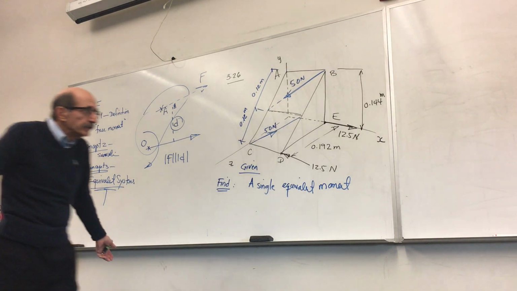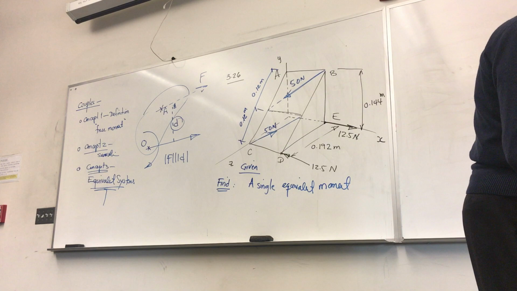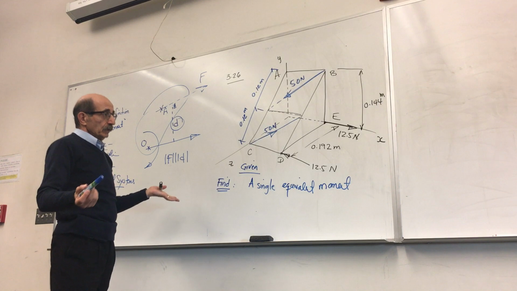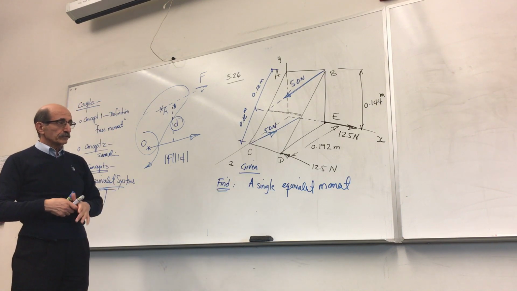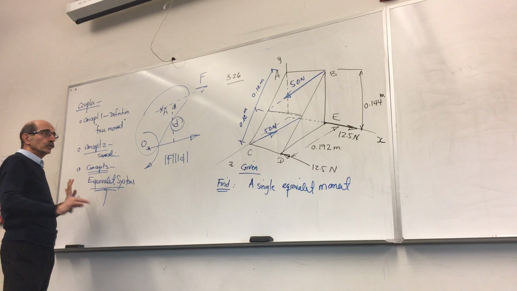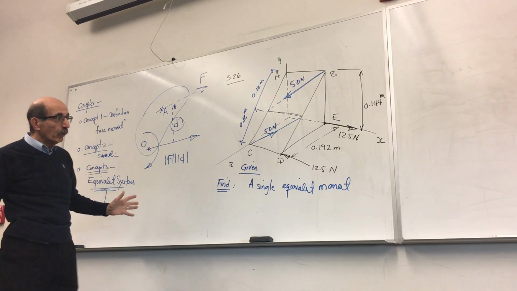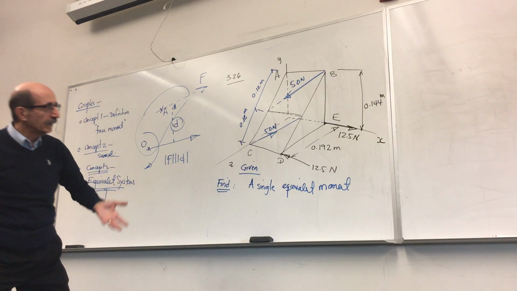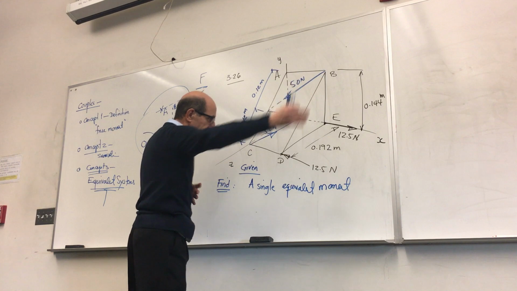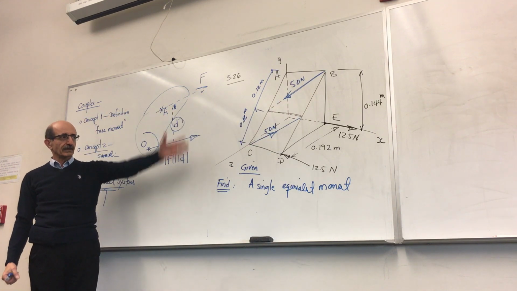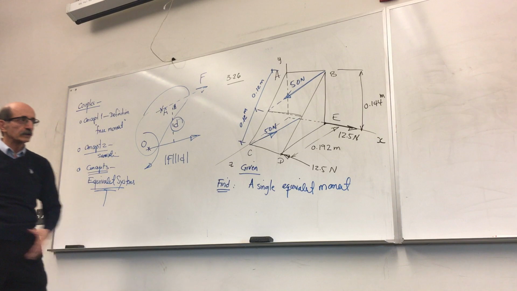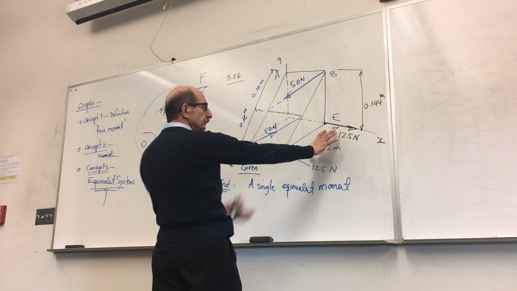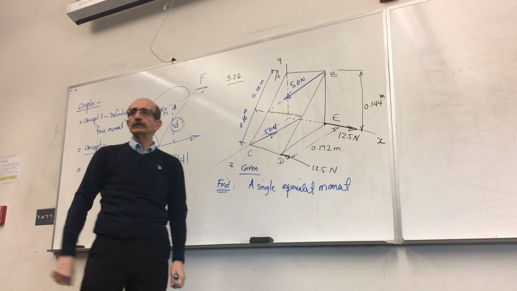So in 3D, things are not much different than in 2D. All you need to do, if you didn't know the concept of couple and you were asked to find the sum of the moments of all these forces, is choose a point, take the moment of each force, and add them all up. Then you would realize that's going to take forever. But now you know the concept of couples, you just have a moment generated by these two forces and a moment generated by those two forces.